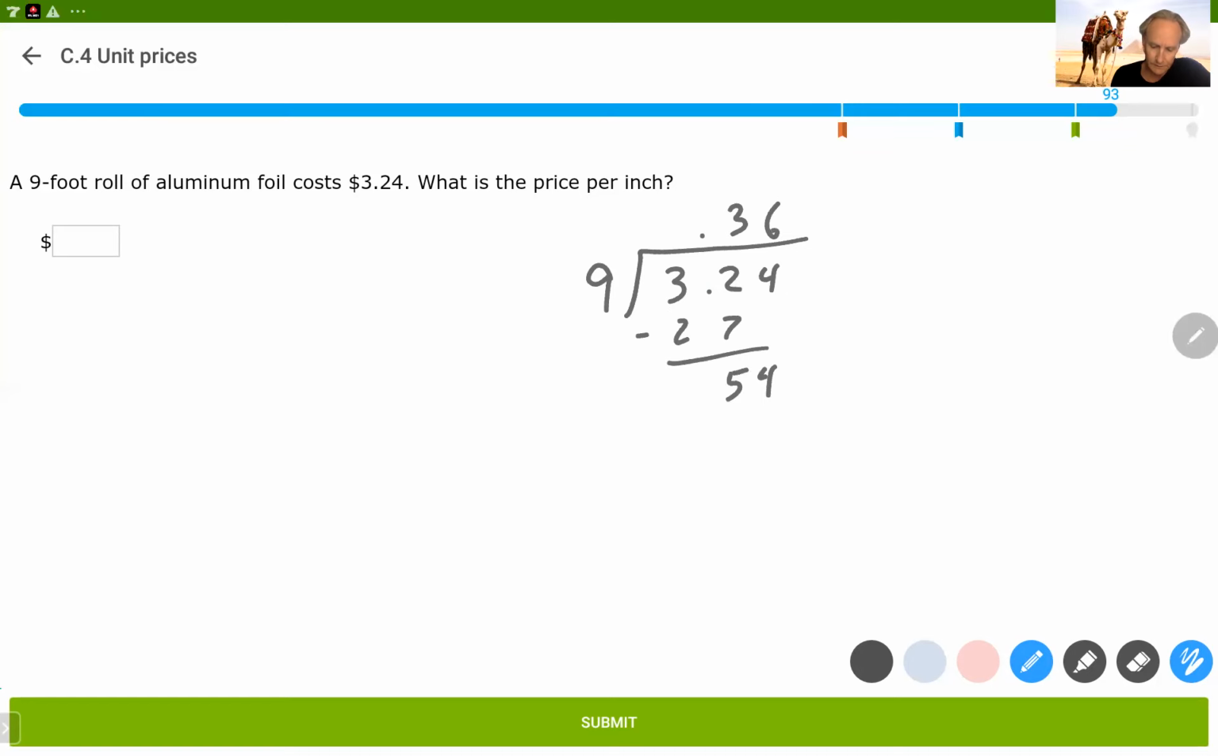So 36 cents per foot, but we want it per inch. So we're going to divide by 12, and we're going to get 0.03 cents per inch.